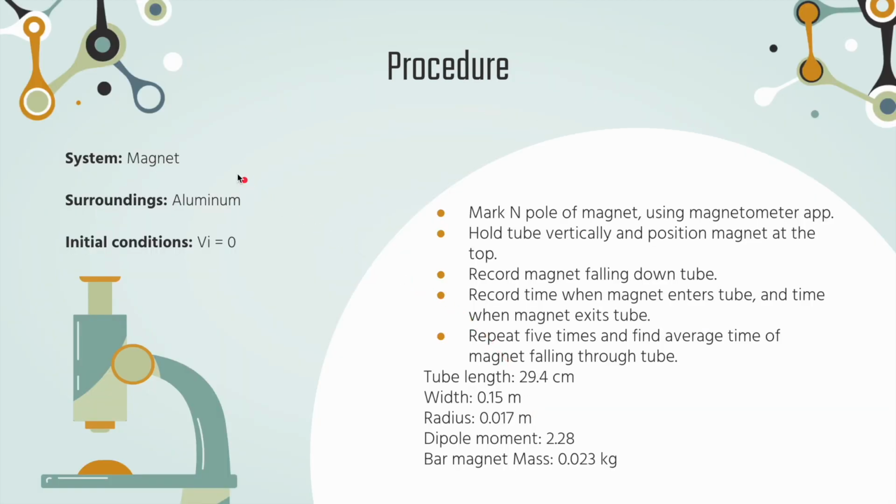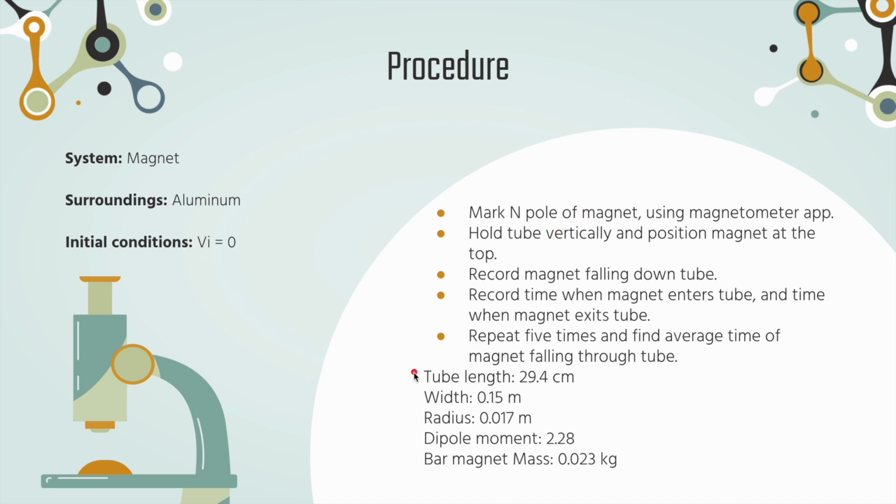For the procedure, we can see that the system is a magnet that surrounds the aluminum, and the initial condition is that Vi equals 0. What we had to do for this project was mark the north pole of the magnet using the magnetometer app that we had used before, and then hold the tube vertically and position the magnet at the top. We also had to record the magnet falling down the tube, and record the time when it enters the tube and when it leaves in order to find the amount of time that the magnet was inside the tube. We repeat this 5 times and then find the average time of all those trials.